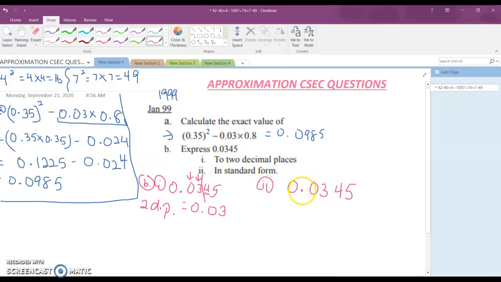And now for part 2, that same number, 0.0345, we want to express it in standard form. Remember standard form? We need to move this point and put it after the first number that's not 0. The first number that's not 0 is the 3. So 3.45, and then you always multiply by 10 to the power of what? If my point is now here, and I want to reach back to the original spot, I have to move it back 1, 2 places to the left. So that'll be -2, right? So that's our first approximation CSEC question that we're looking at.